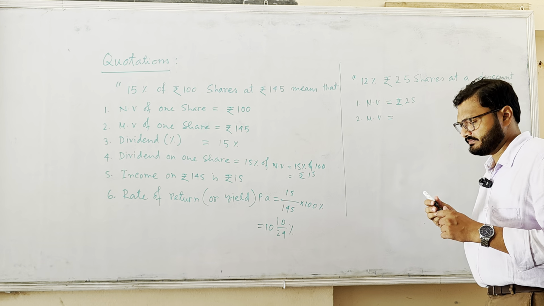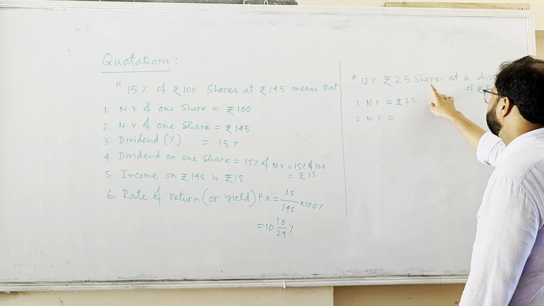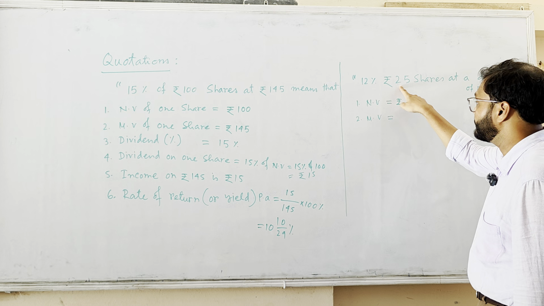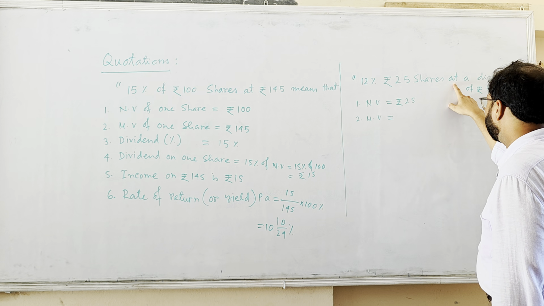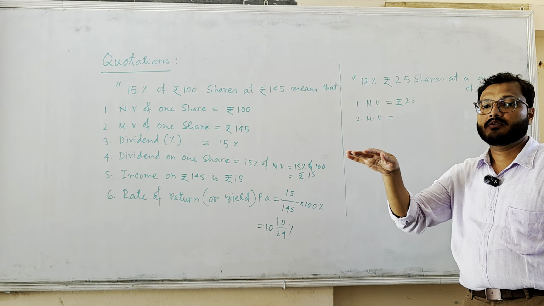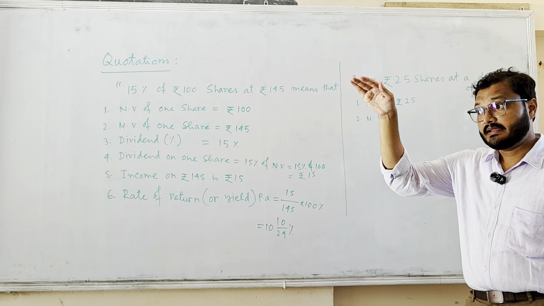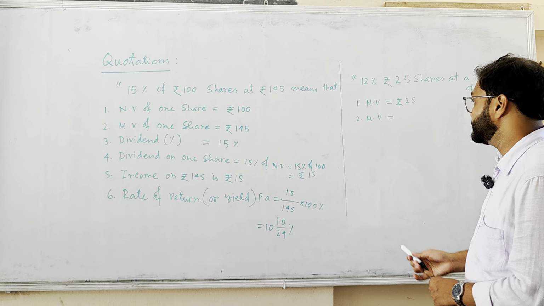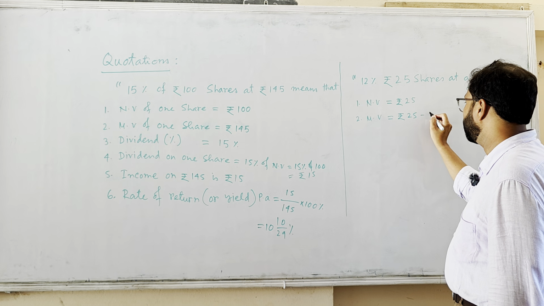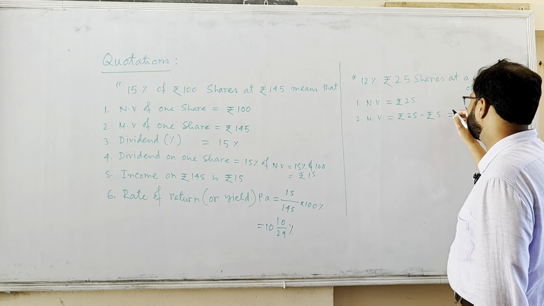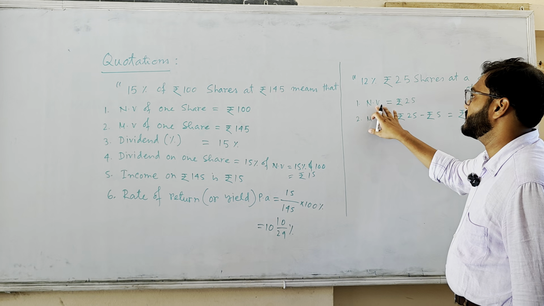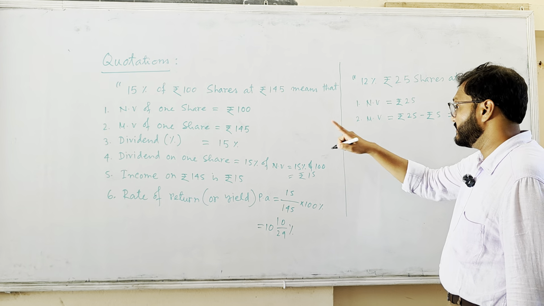What is the market value? Look here. 12% of rupees 25 shares, shares of 25 rupees, are getting at a discount of 5 rupees. That means the market value we are getting is at a discount, so the market value is less than the nominal value. Market value is rupees 25 minus rupees 5 at a discount, means rupees 20. This is the market value. So I have to find first the nominal value, then the market value of one share.